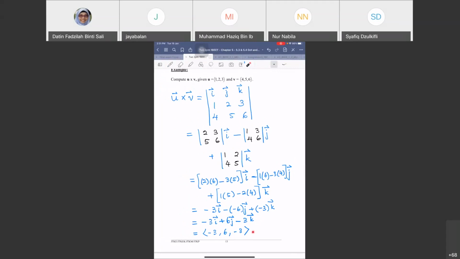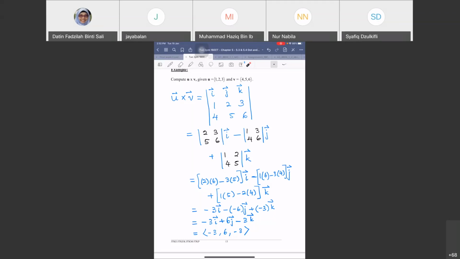Your u cross v is a vector. So when it is a vector, the direction of a vector is given by this. Minus 3 meaning to say, from the two vectors, when you cross, it will be going in the negative direction 3 units. Or you can say that this is in the direction of the negative x-axis, this is in the direction of the positive y-axis, this is in the direction of the negative z-axis. So basically the vector tells you in terms of direction. So that is cross product.